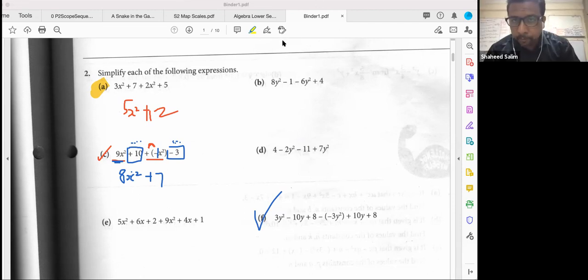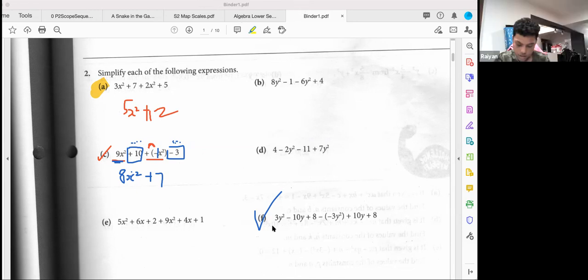Sorry, repeat what you say. 3y squared minus 3y squared. 3y plus 3y, right? This is minus and minus. Remember when there's a bracket, you must remember the rule. This is times now. Minus times minus give you plus. So 3y square plus 3y square. So you get? Yeah, you get 6y square.